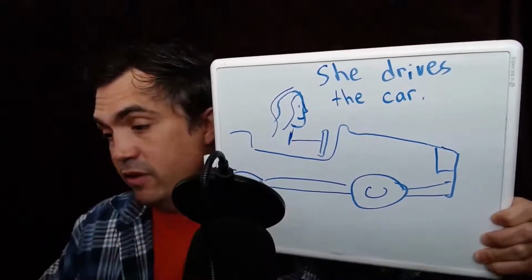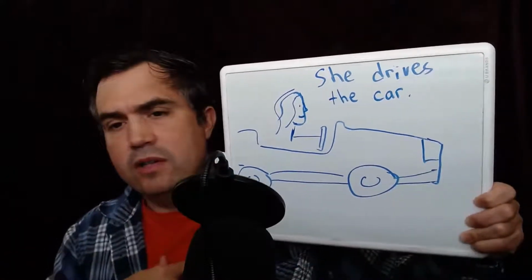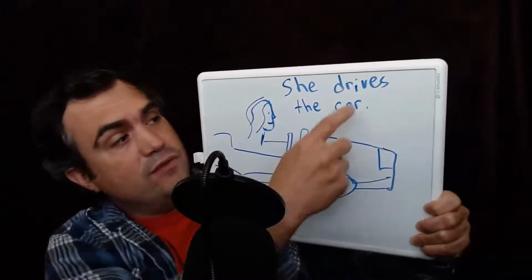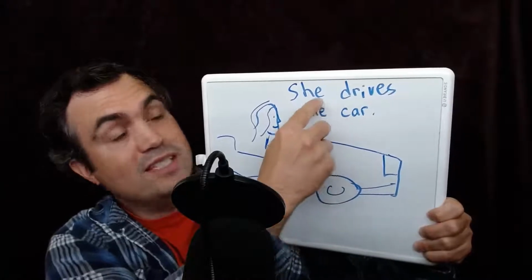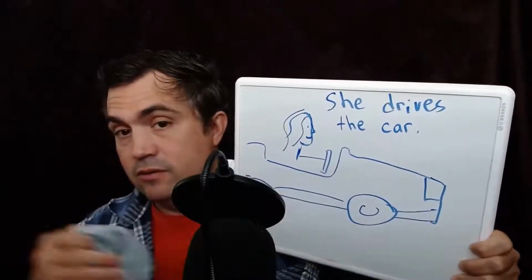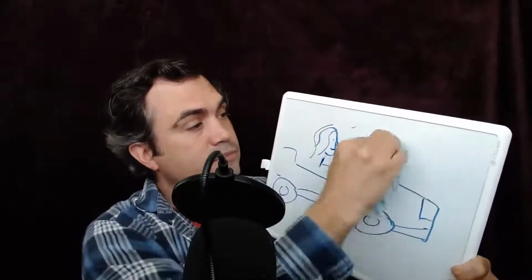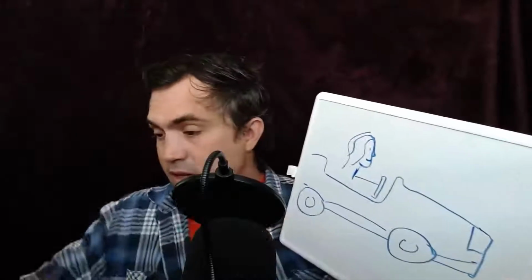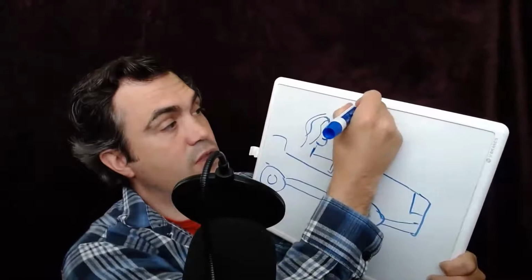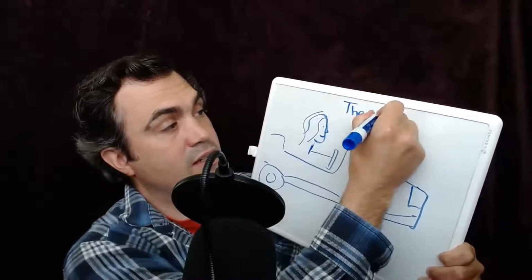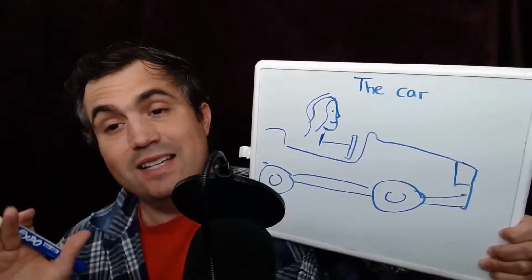Easy. Active voice. So how do we make this passive voice? Well, that's very easy. With the passive voice, we take the object, the car, and we put it in the position of the subject. Okay? So let's make it passive. Start the sentence with the object of the active voice sentence. So, the car, what?